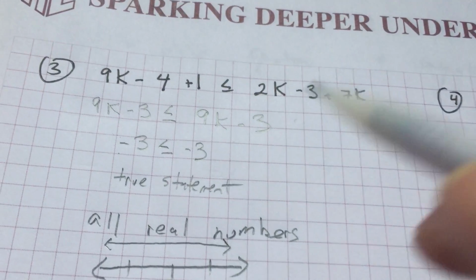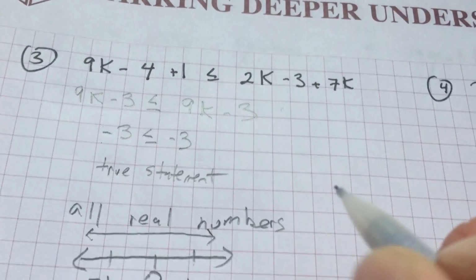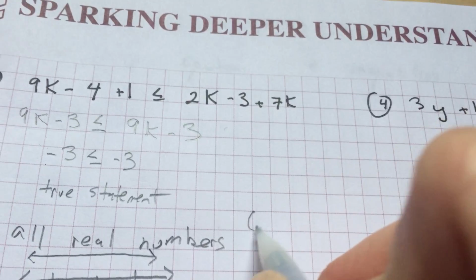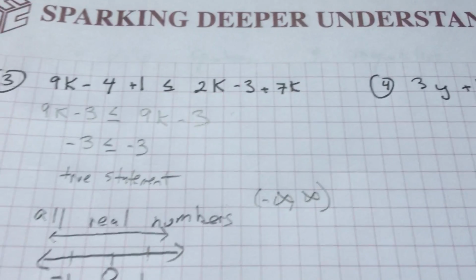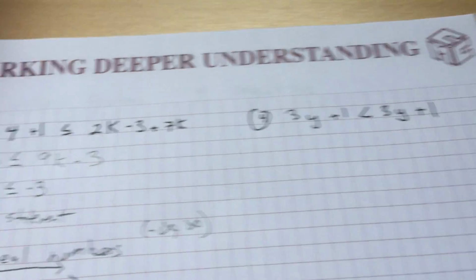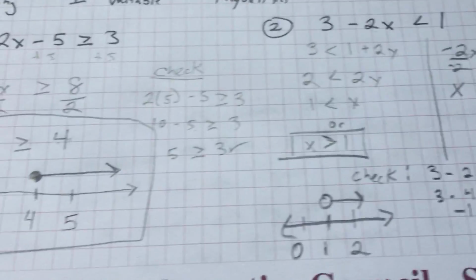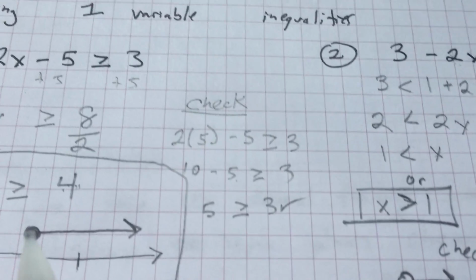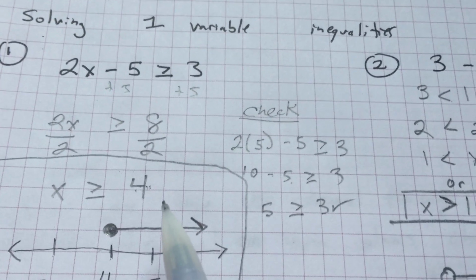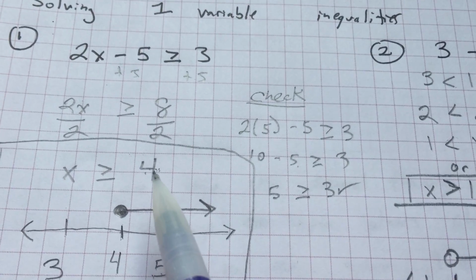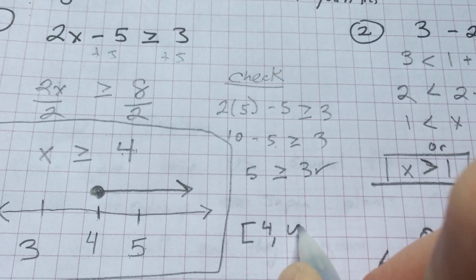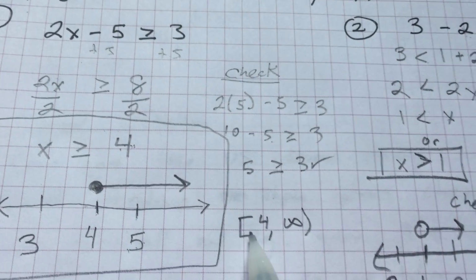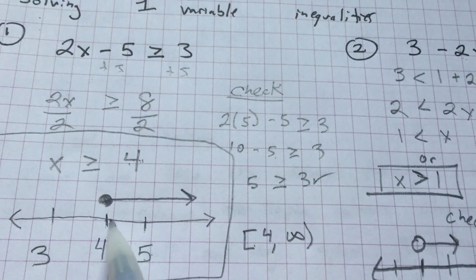Set notation, right? If it's a true statement, which means it's all real numbers, if you think back, this would be negative infinity all the way to positive infinity. Which means if we go back to the first two problems that we had done, the first one said x is greater than or equal to the number 4. How I could have written that in set notation is a bracket, 4, comma, all the way to infinity. So this means exactly the same thing as that.